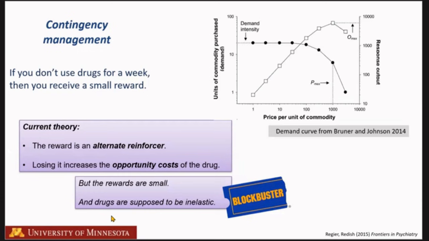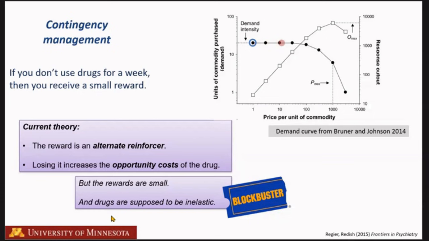So we realized, Paul Regier was a graduate student in my lab, and Paul and I realized that we could use demand curves to predict how good contingency management should do. So this is a demand curve from Bruner and Johnson. I believe these are cocaine users from the streets of Baltimore. And on the x-axis, we have the price of the commodity, and on the y-axis on the left, we have the units of commodity purchased, basically the demand. The black dots are an actual demand curve. And so let's imagine that the drugs are relatively cheap. And so we increase it by something like $10, which is not unreasonable for a modern contingency management.